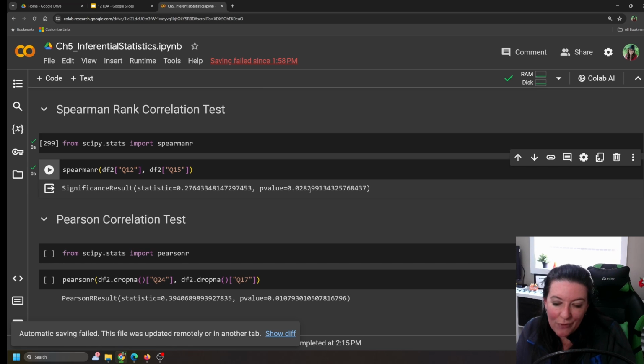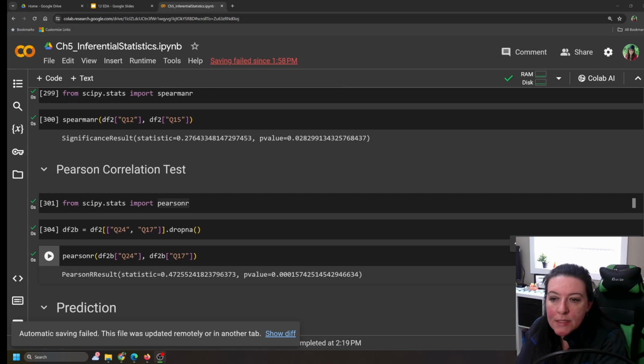It is less than our alpha of 0.05, telling us that there is a relationship between question 12 and question 15. They seem to be moving in the same direction. How people answer question 12 seems to be related to how people answer question 15. A null hypothesis assumes no relationship, and when we have a p-value less than our alpha, then there is a relation. We can compare that to the Pearson Product Moment Correlation coefficient test.